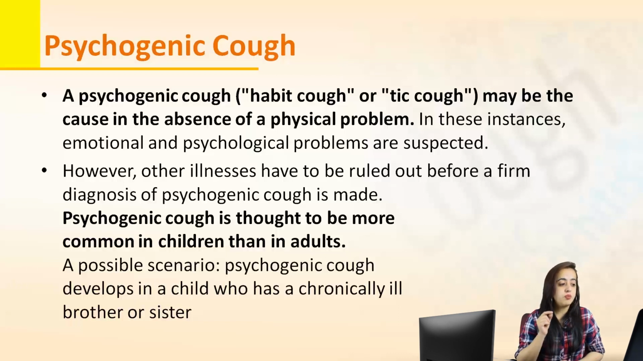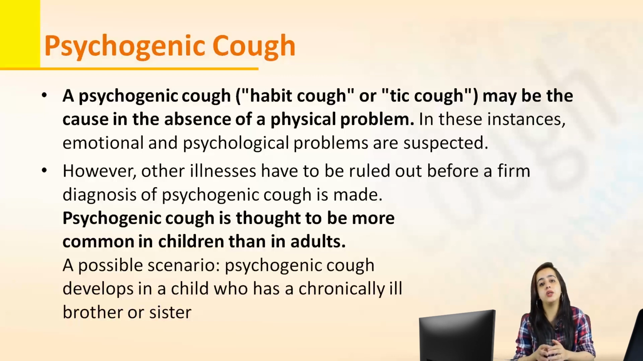Psychogenic cough is more common in children than in adults, and it is usually seen in a child who has a chronically ill brother or sister in the family. So the child constantly sees someone sick in the family, probably is not getting enough attention because all the attention is given to the sibling who's unwell. In such cases, kids can come up with cough, which could be a voluntary or an involuntary reaction of their body.